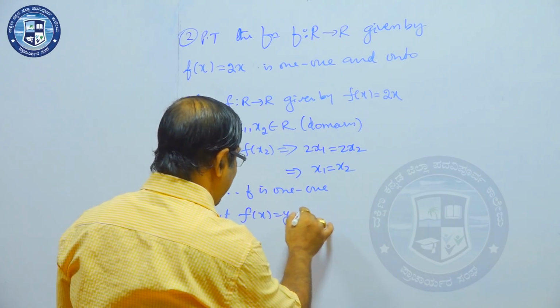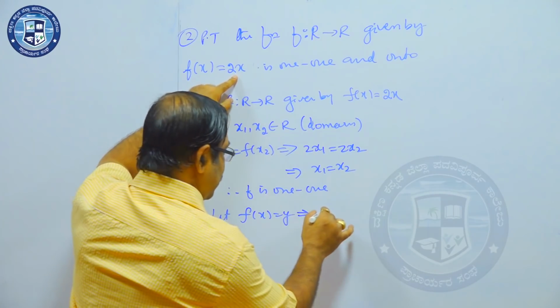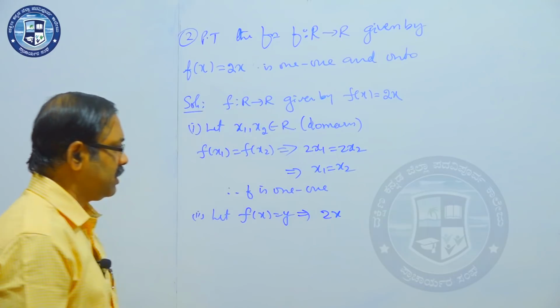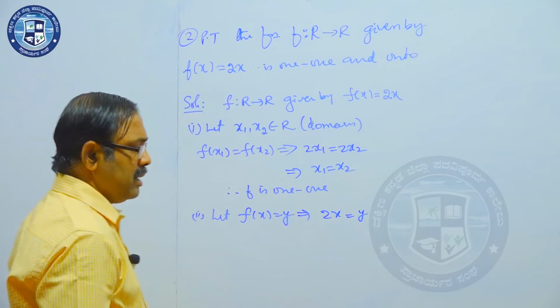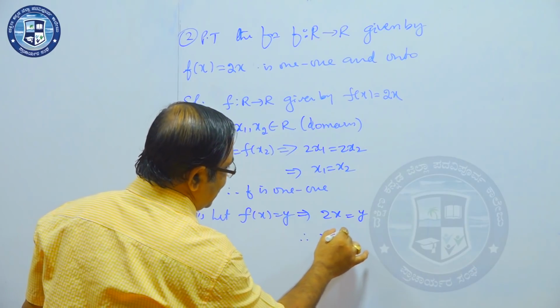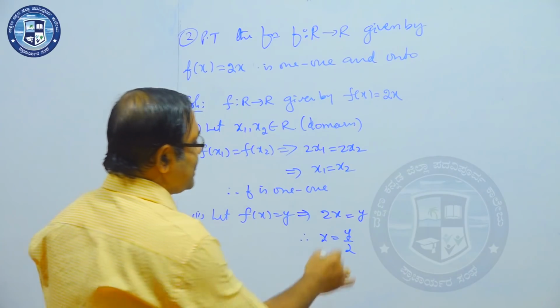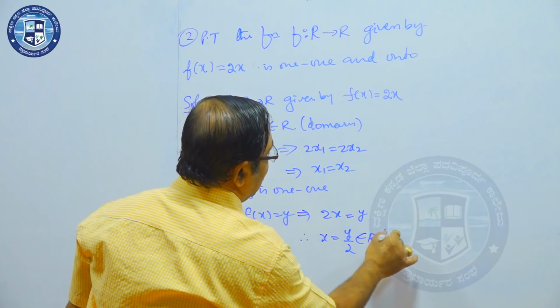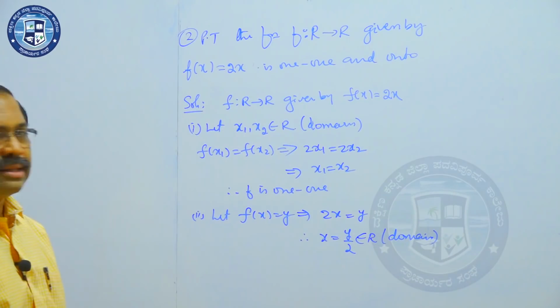See, this implies, what is f of x? f of x is 2x. 2x is equal to y, correct? Therefore, what is x? y by 2. Does it belong to R? Yes, it belongs to R. This R is the domain.